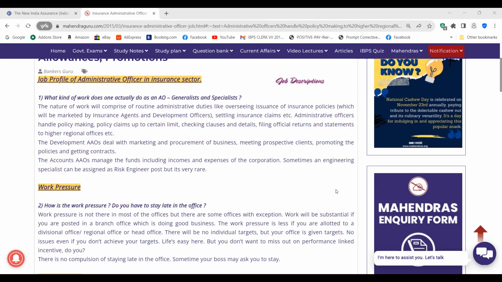The development AAOs deal with marketing and procurement of business, meeting prospective clients, promoting the policies, and getting contracts. The accounts AO manages the funds, including incomes and expenses of the corporation. Sometimes an engineer specialist can be assigned as a risk engineer post, but it is very rare.